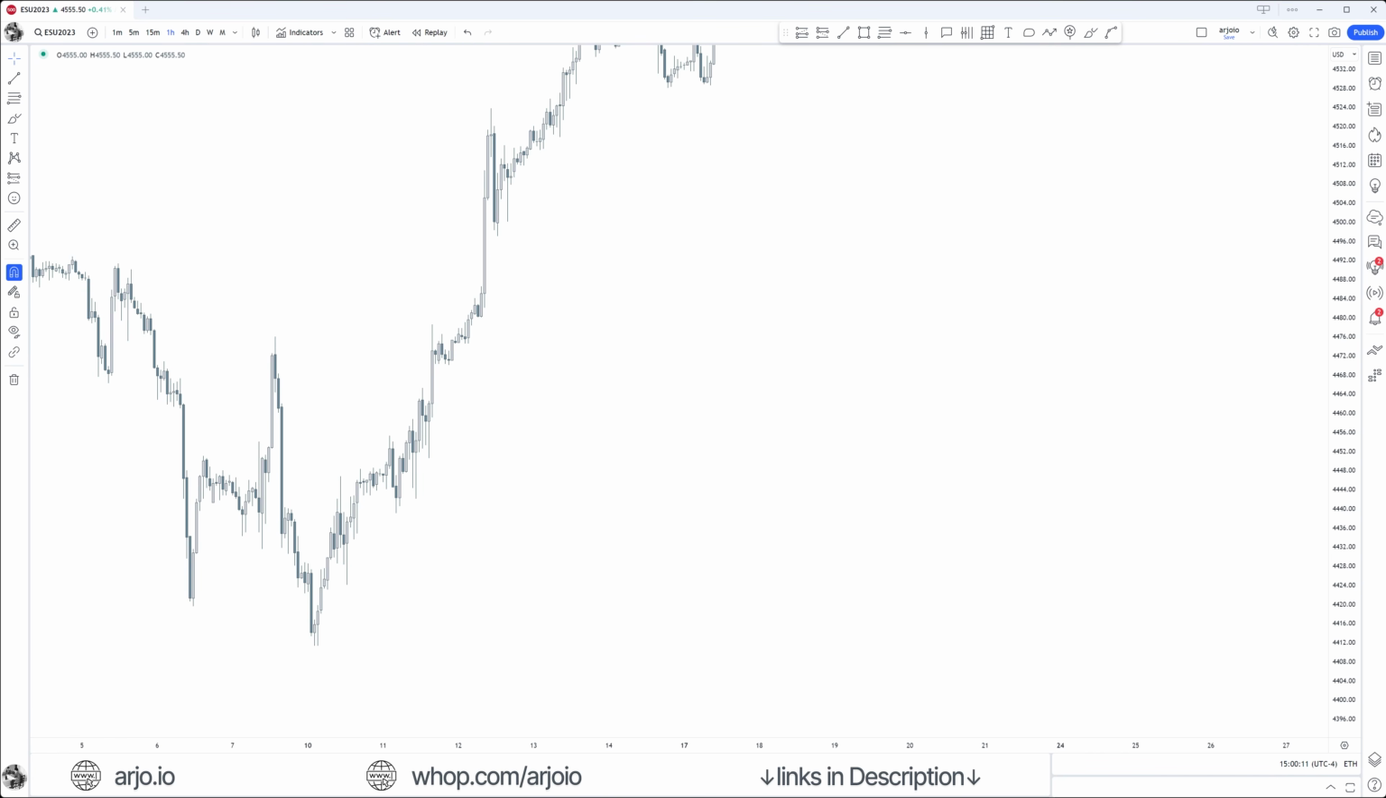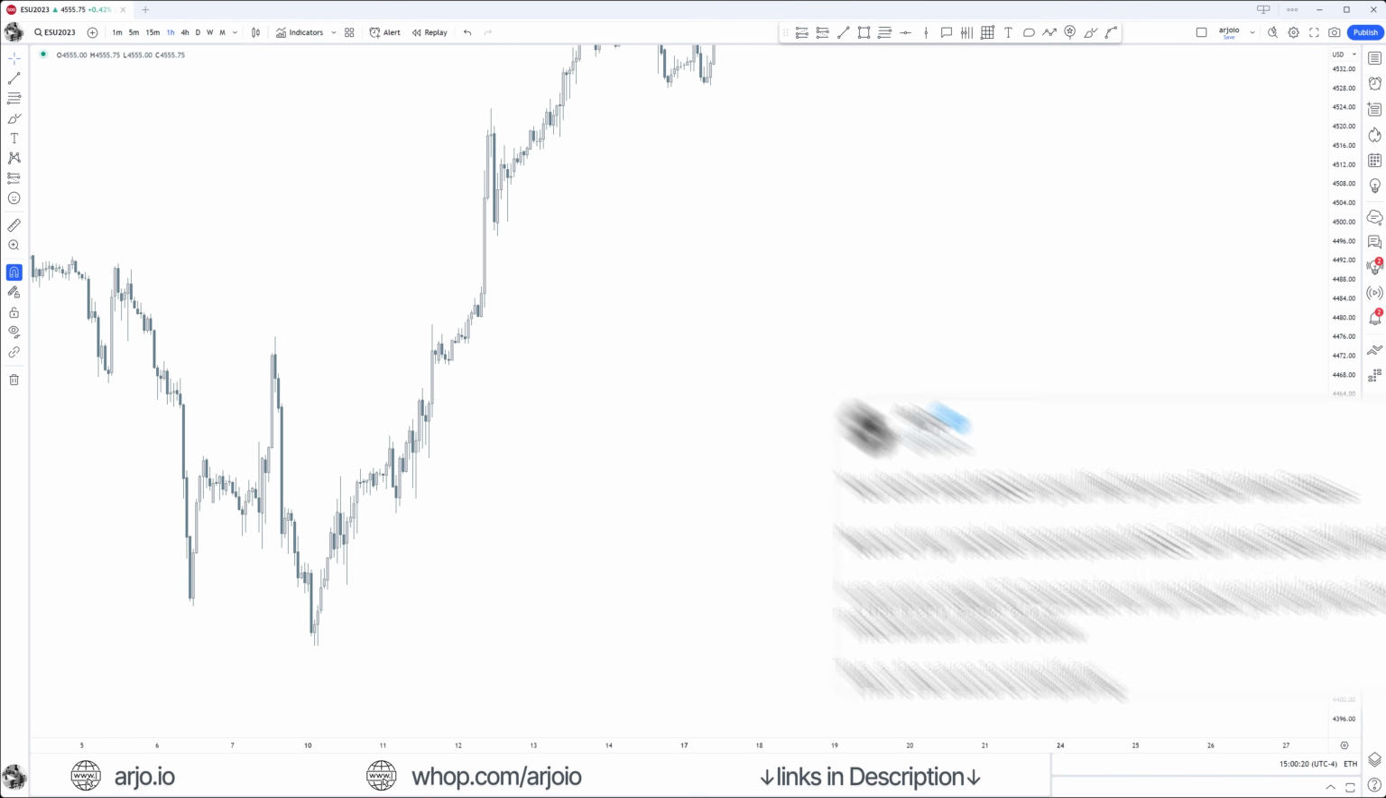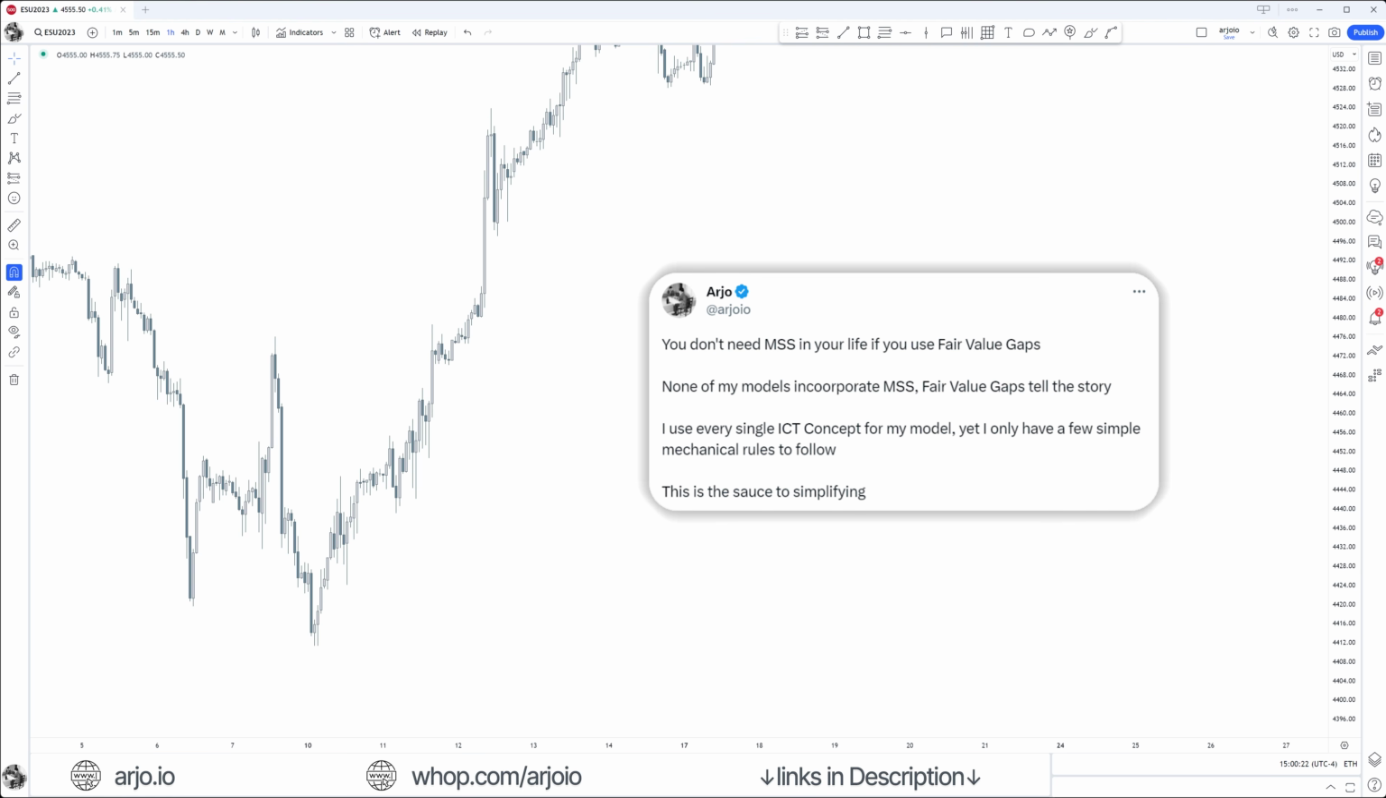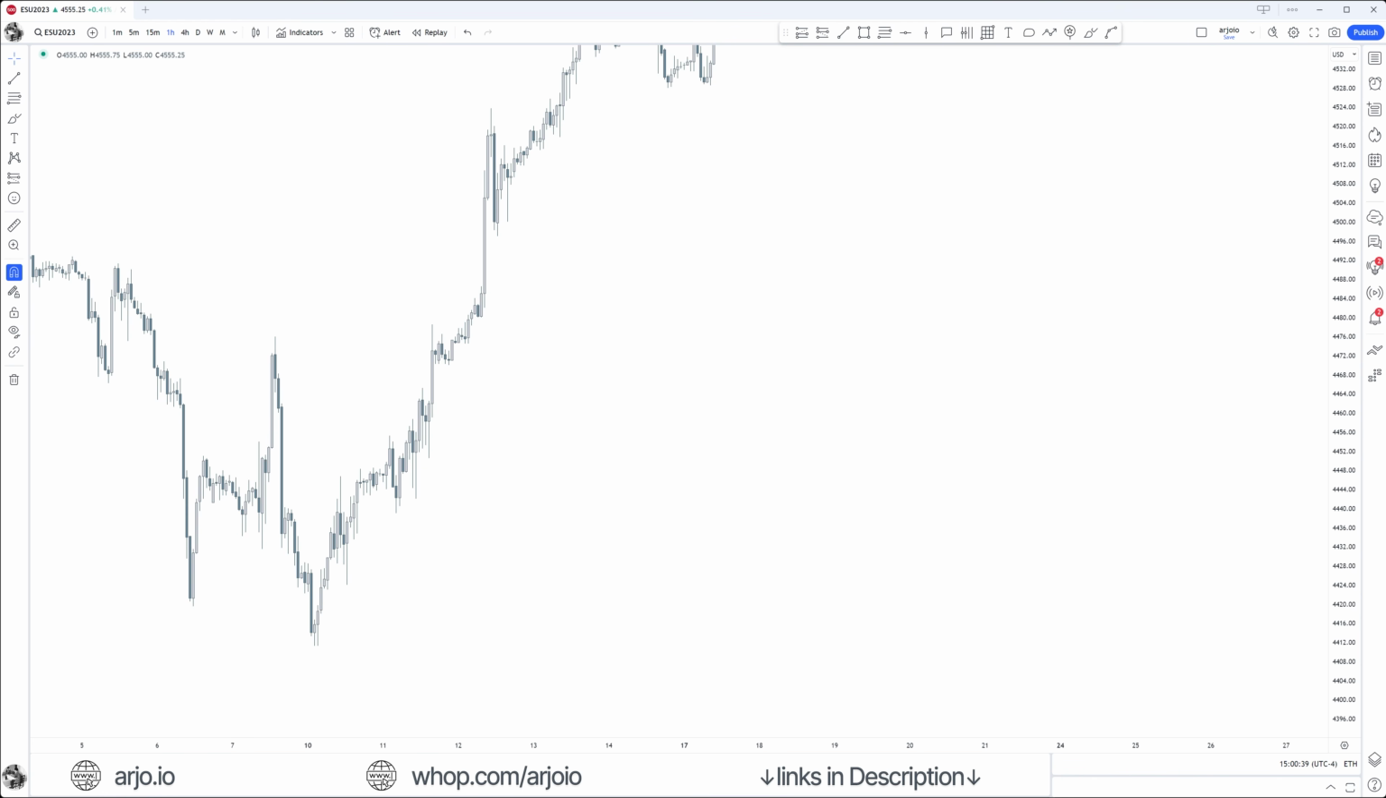You don't need a market structure shift if you are using fair value gaps. That is exactly a tweet that I sent out recently, and a lot of people don't seem to understand what I'm trying to say. Now, the most viewed reversal pattern or entry pattern is waiting for a market structure shift. That is the most used in SMC or even in general in the trading industry.